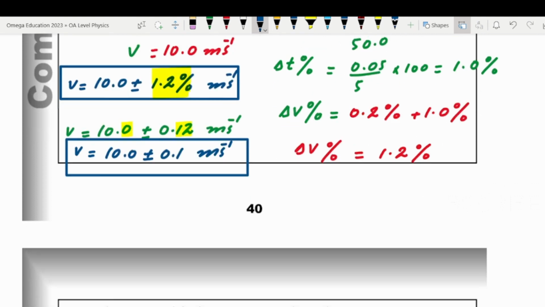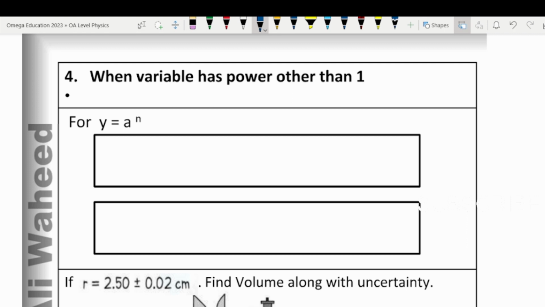Alright everyone, so let's move on to case number 4. Once again, like I said, the examiner combines case number 3 and case number 4. It's a very common practice, and as a matter of fact, case 3 and case 4 are basically the same thing. For example, I'm writing y equals x cubed. Then the same thing can also be written as y equals x times x times x.